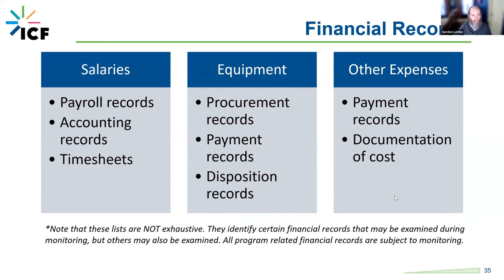For equipment, you're really going to be looking for procurement records. So did you follow the relevant procurement process? Did money go out the door? So payment records. And what did you do with it? That's your disposition records. So where is the equipment now, and what was it used for?